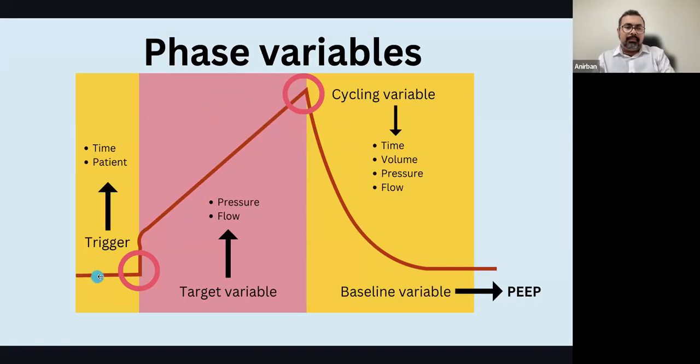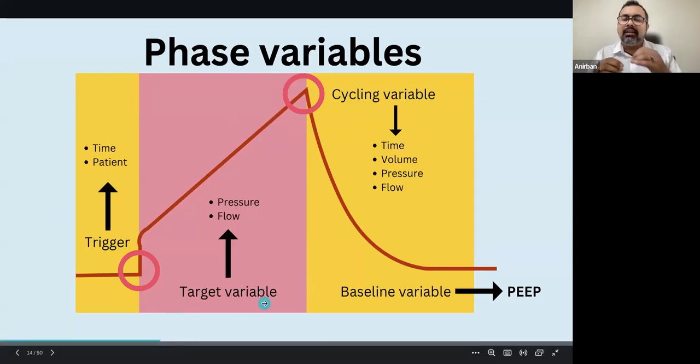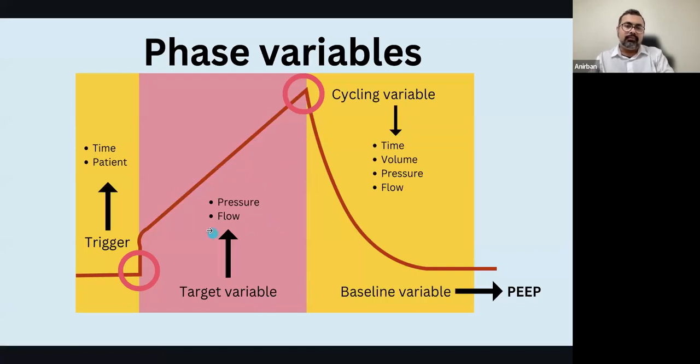Something must tell the ventilator when it should initiate inspiration. This variable that tells the ventilator when to initiate ventilation is the trigger variable. And something must tell the ventilator when it should stop inspiration and cycle into expiration. So this is the cycling variable. There is a variable that the ventilator should target during the entire inspiratory phase. This is either a pressure or a flow, pretty much similar to the control variable, like pressure controller or flow controller.